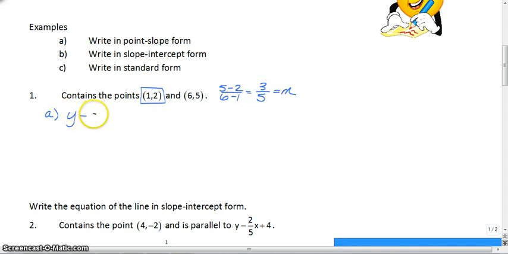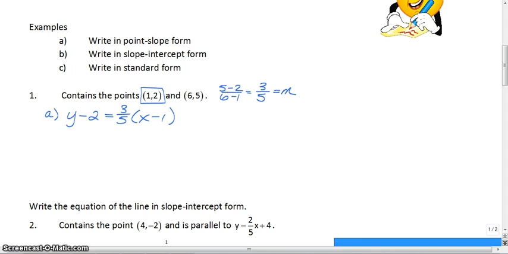So we're going to have y minus 2 is equal to our slope of 3/5 times x minus 1. Close your parentheses. Guess what? You're done. That is point slope form. That's the way it is supposed to look.